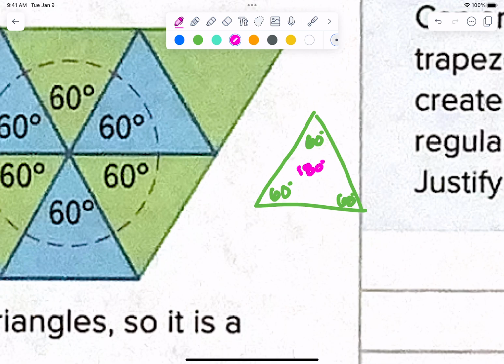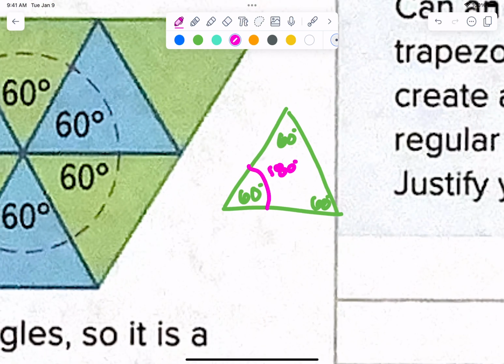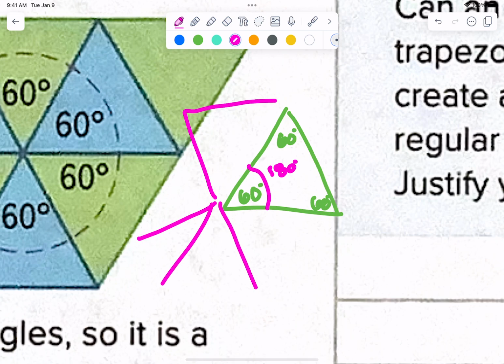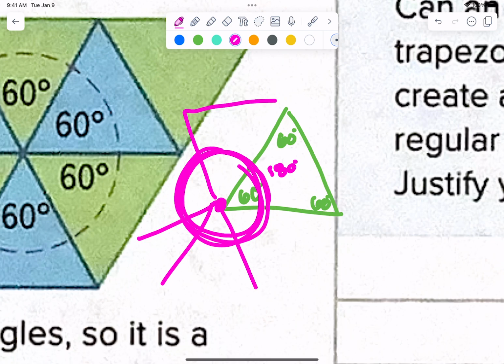Okay, so here's the deal. I'm looking at this one angle, and I'm going to say, can I put a bunch of these together to make a tessellation? So I'm looking at the vertex of where these would all come together. Could it possibly make 360 degrees? The place where all of these shapes come together, could it possibly make 360? How do you know that?